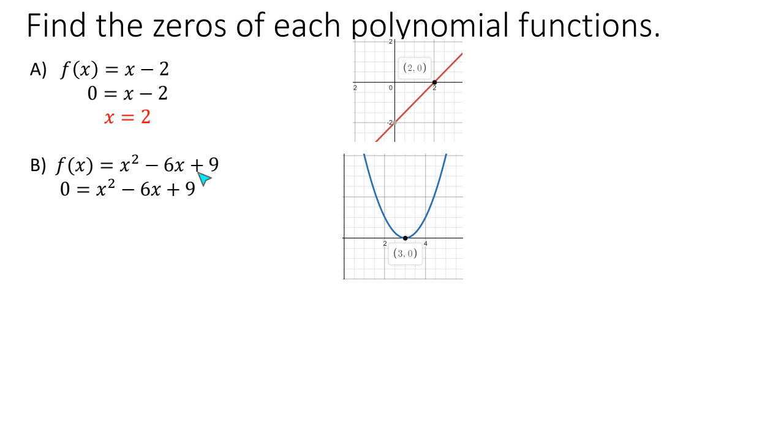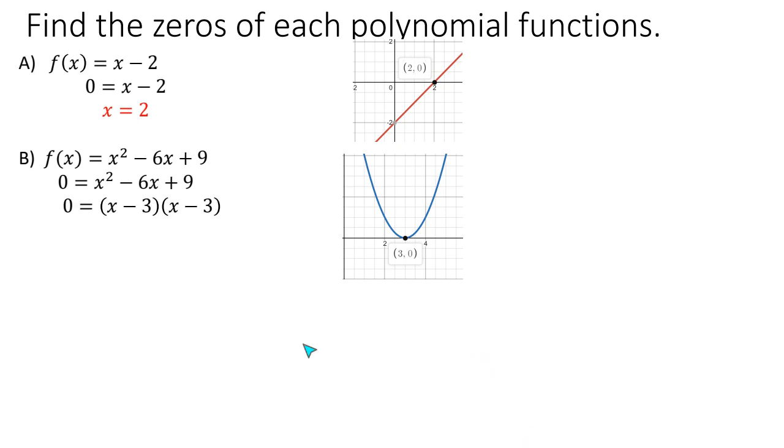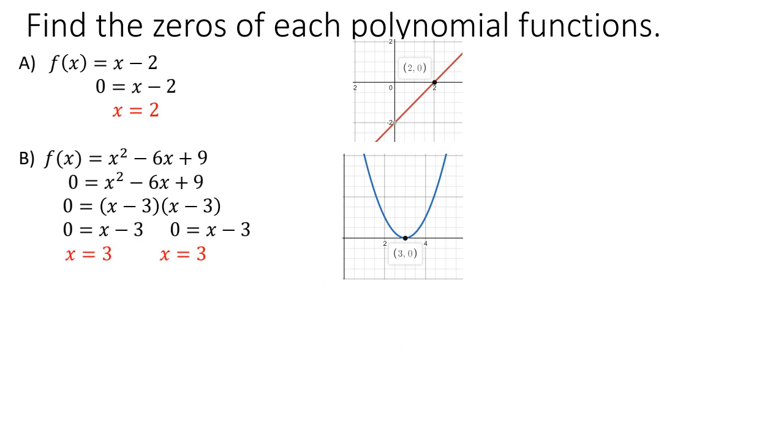In this second example, we have a quadratic equation. If we were to graph it, we can see that the zero is at (3, 0). But algebraically, we let y equal 0. Since it's quadratic, we can either use the quadratic formula or try to factor. Not everything factors, so you want to be aware of that. In this situation, it does factor, so we get (x minus 3) times (x minus 3). We can set each factor equal to 0 and solve for x, so we get x is equal to 3.